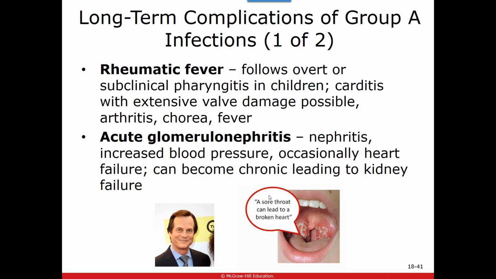Now, the toxins can also damage the kidneys, and so it can cause a condition known as acute glomerular nephritis. It can, if those toxins stay there long enough, actually cause kidney failure.